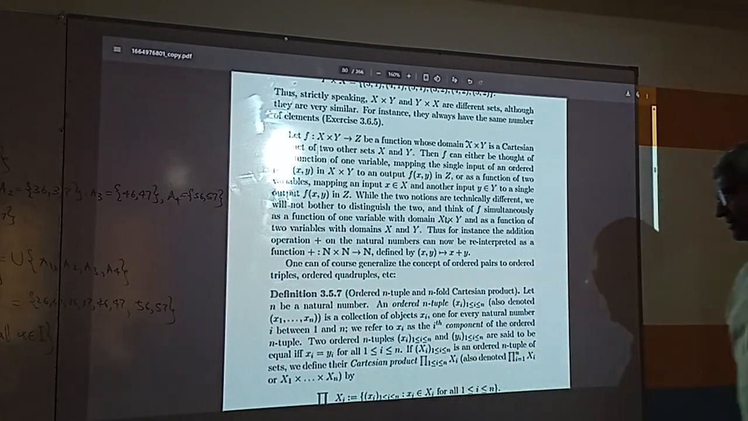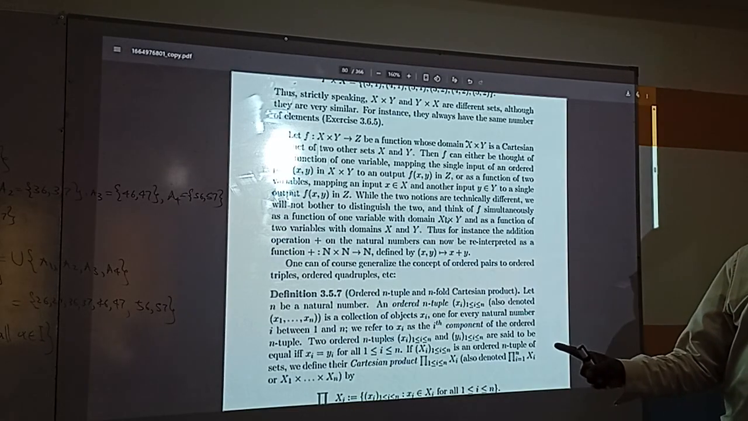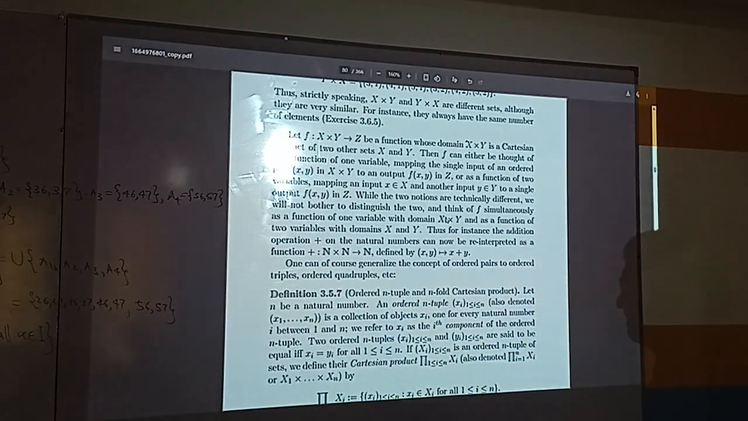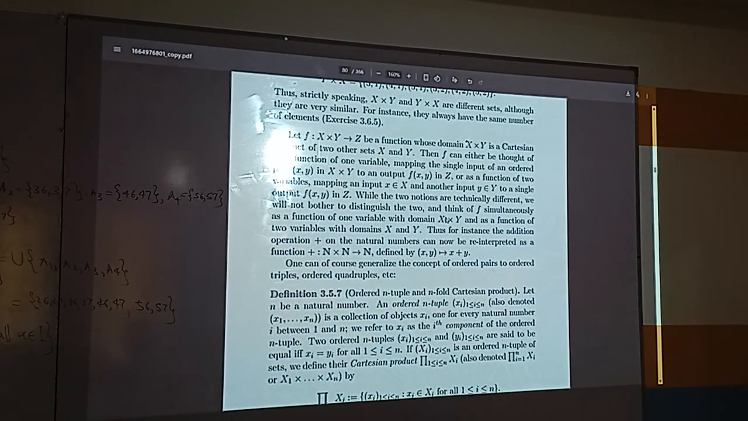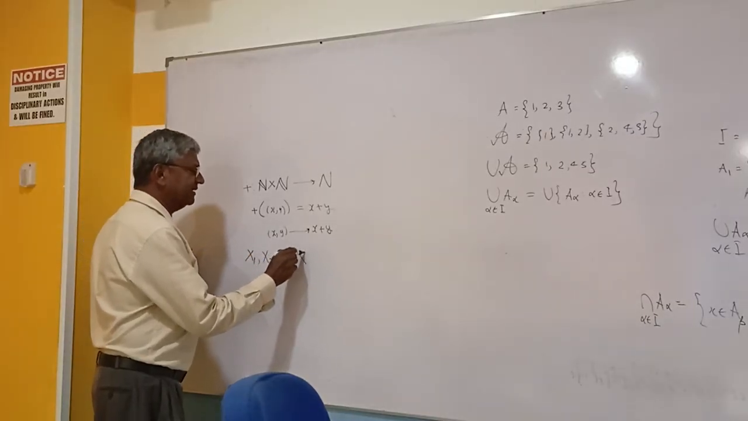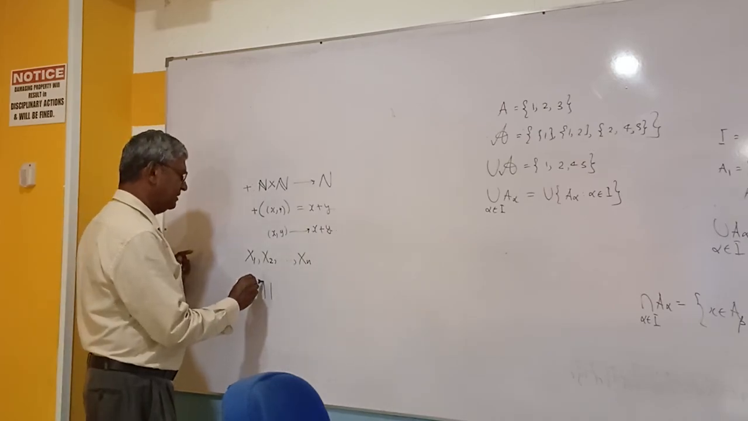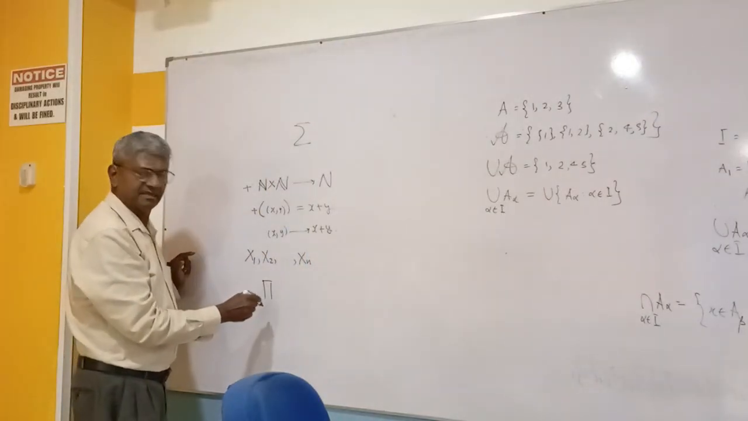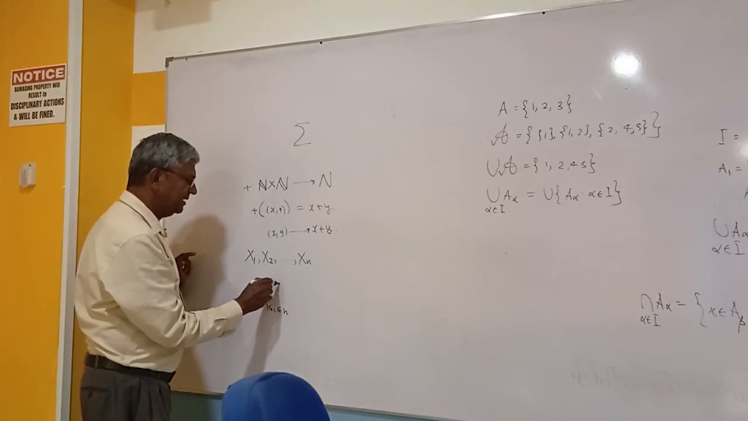If capital Xi, now it is a set, i going 1 to n, is an ordered n-tuple of sets, we define their Cartesian product. You have X1, X2 up to Xn, these sets. Then you define this product. You know this sigma sign is addition. This is product, for i from 1 to n of Xi.